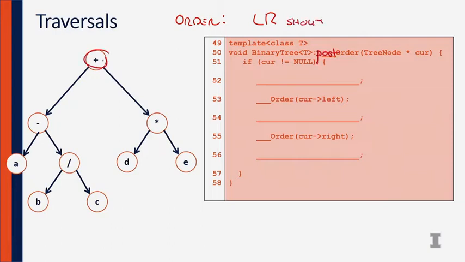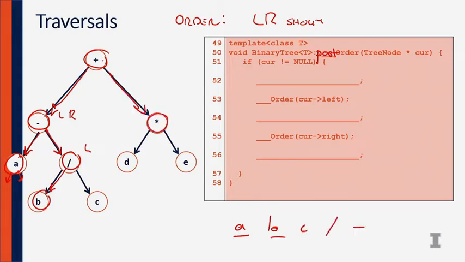And visiting plus, we go left, left. We get to A, we do left and right, and now A is shouted out. We then have visited left, we need to go right, left, right. Here's B we shouted out, and then C we shout out, division, minus. Then we go to the right child, left child, D, E, times, plus. This is a post-order traversal of the exact same tree.